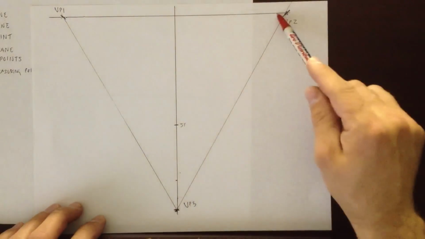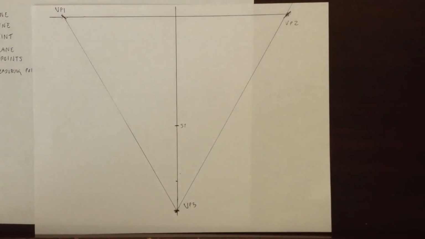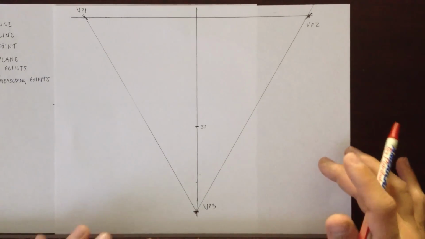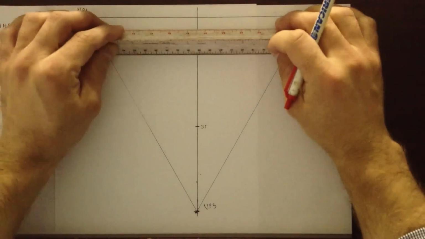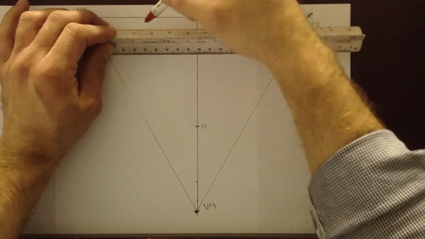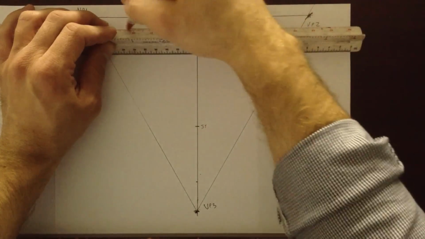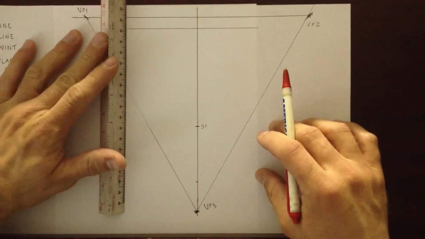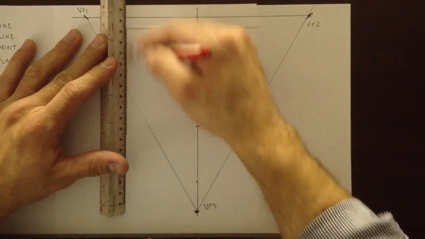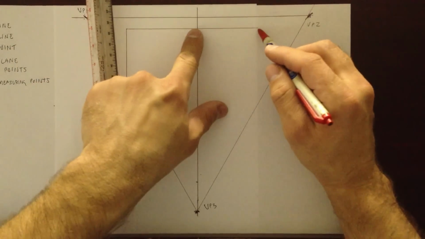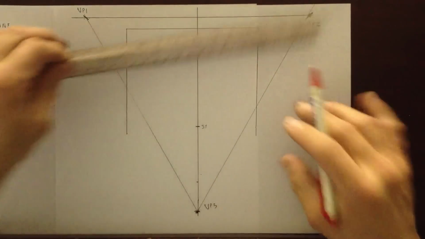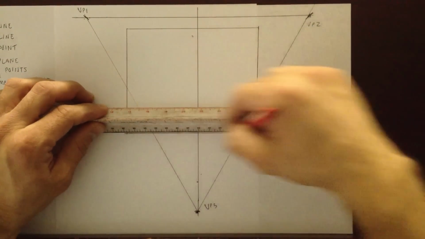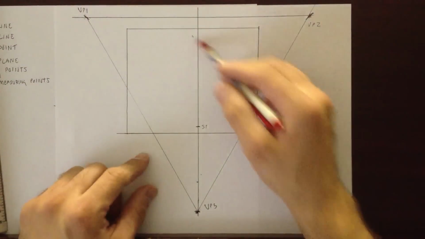Okay, so that's an equilateral triangle. That is equal to that, which is equal to that. So lastly, I should probably establish a picture plane. Again, picture plane, you want that to be below the horizon line. And you want the center line to run down the middle, so you want that distance to be the same here and there. Okay, so that's your picture plane.